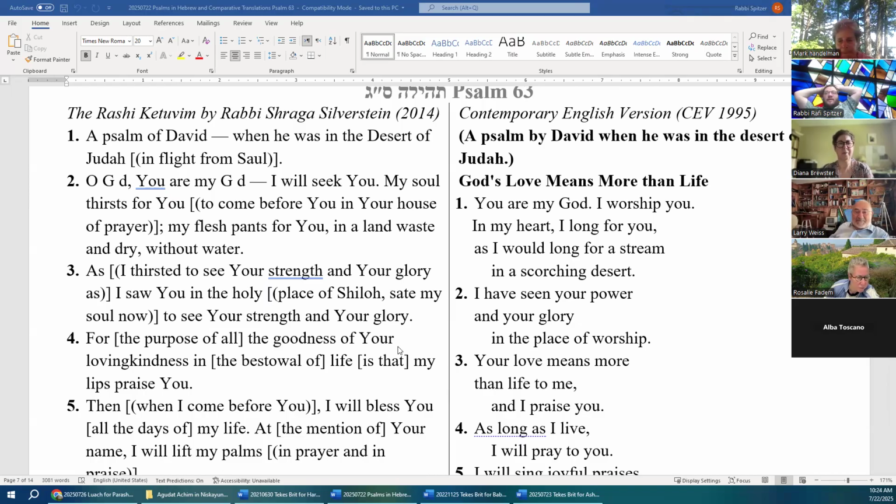Yeah, so right. David is fleeing from Saul. He's in Midbar Yehuda, the wilderness, the desert of Judah. And that means he's not super far away, right?